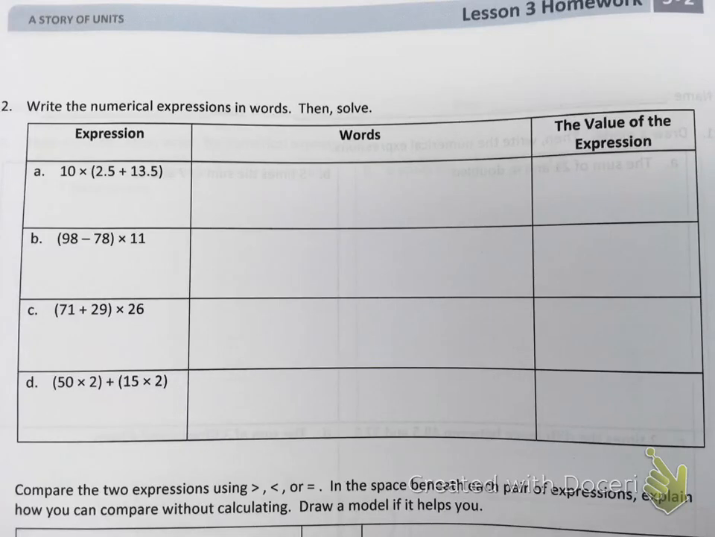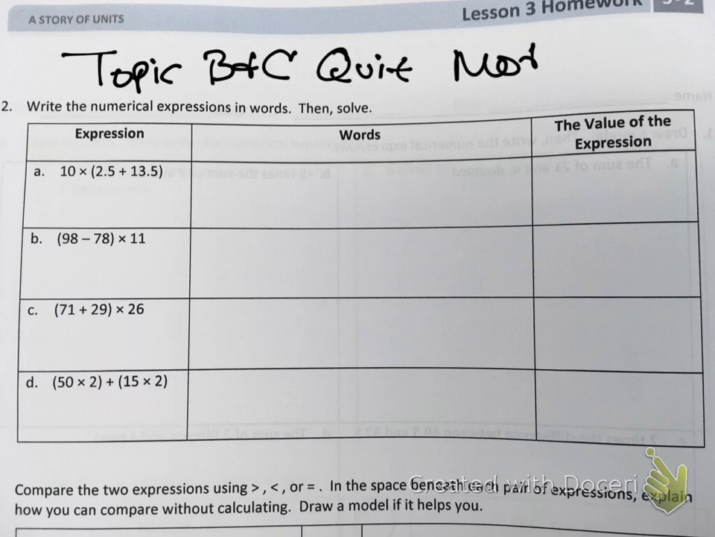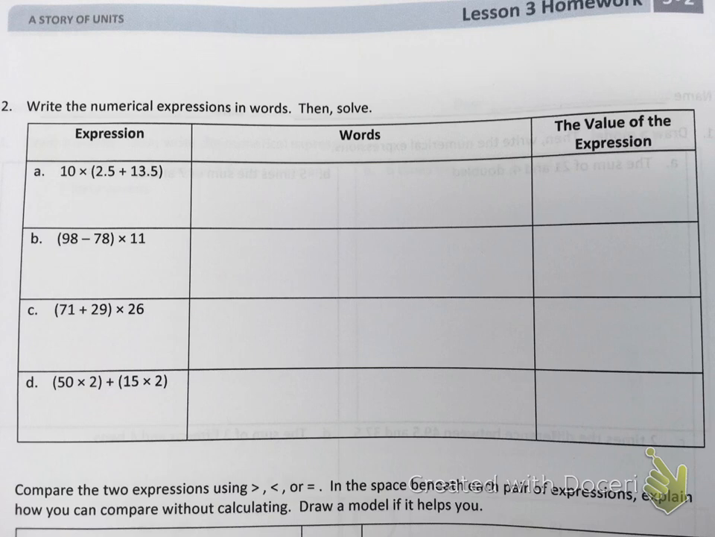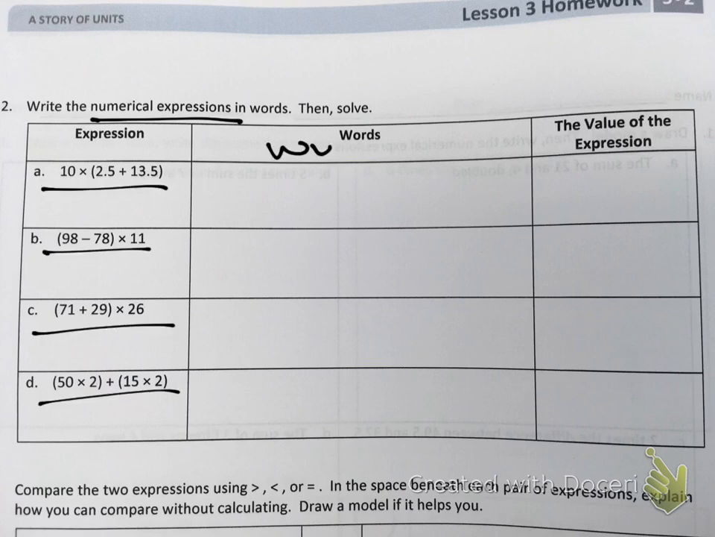All right, so in this video, we are getting ready for the Topic B and C Quiz, Module 2. On this topic quiz, we're going to be looking at writing numerical expressions in words, then solving. But on the topic quiz, it has us doing both the numerical expression and going from word form to a numerical expression. So it's important that our students are able to understand what a numerical expression is, which is something like this. And then word form, which would be written here.